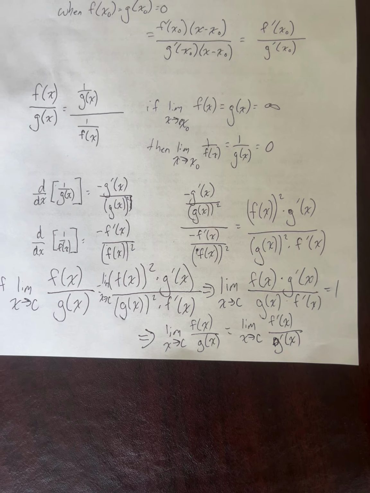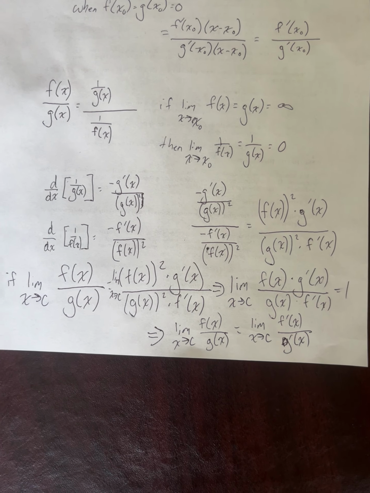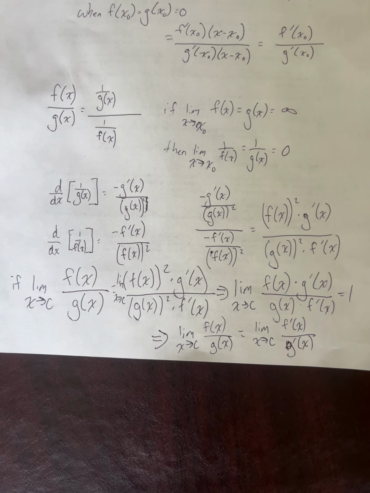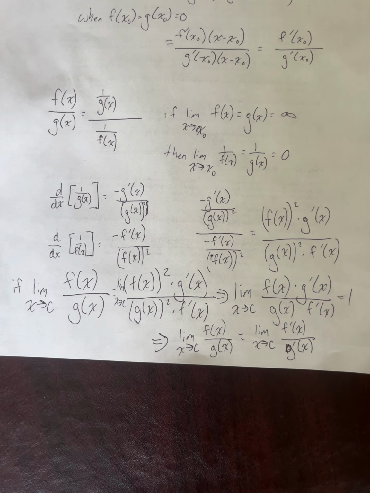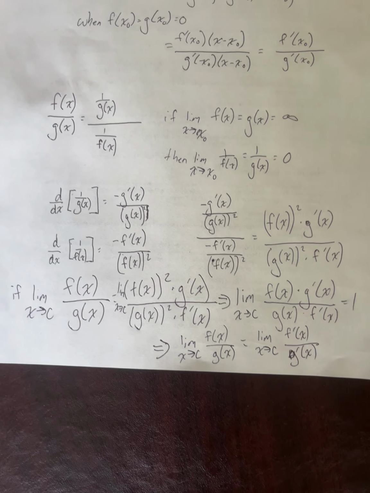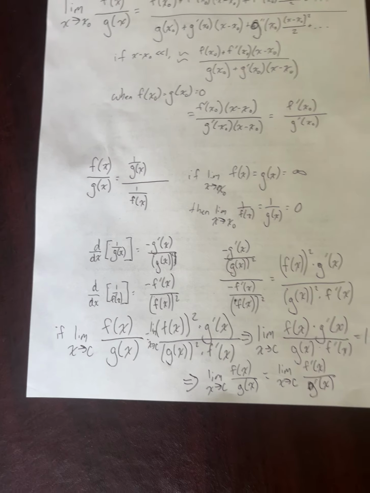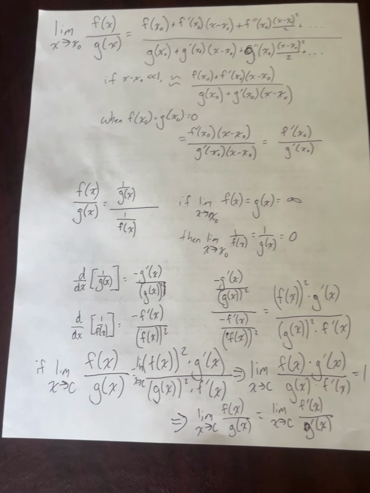which in turn means that the limit of f of x over g of x as x approaches c equals the limit of f prime of x over g prime of x as x approaches c, proving that L'Hopital's rule also works in the infinity over infinity indeterminate form.